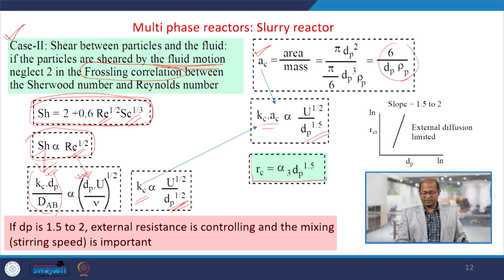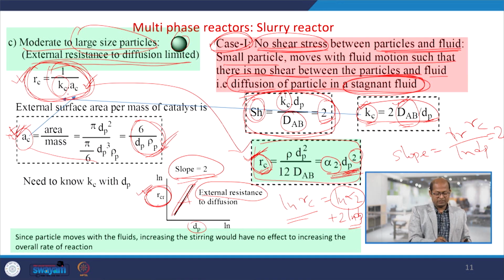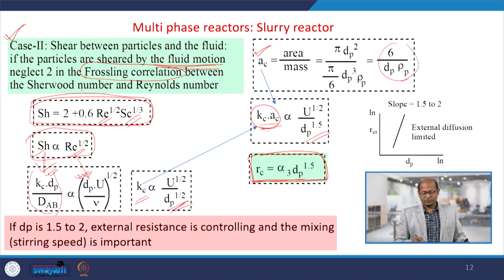If we take the inverse, Rc equals 1 by Kc into AC. So if we substitute this, then Rc equals alpha 3, some constant, times dP to the power 1.5. How is this coming?